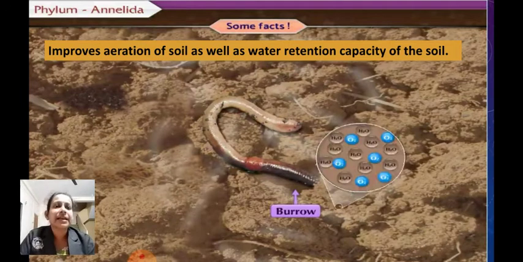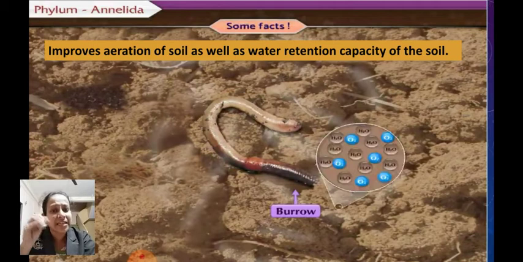Now as you know, earthworm is called the friend of the farmer. It is because it improves aeration of the soil by making the soil soft. And it also helps in the water retention capacity of the soil, that means the water holding capacity. Since it aerates the soil, air can pass inside very nicely, and it helps the soil to hold the water. That is also called water retention or water holding capacity of the soil. So that is why earthworm is also called a friend of the farmer.